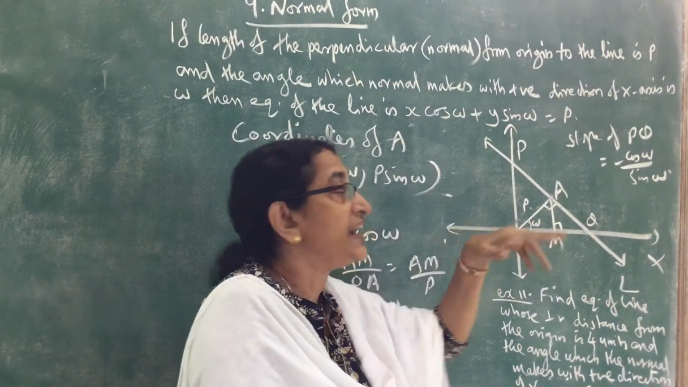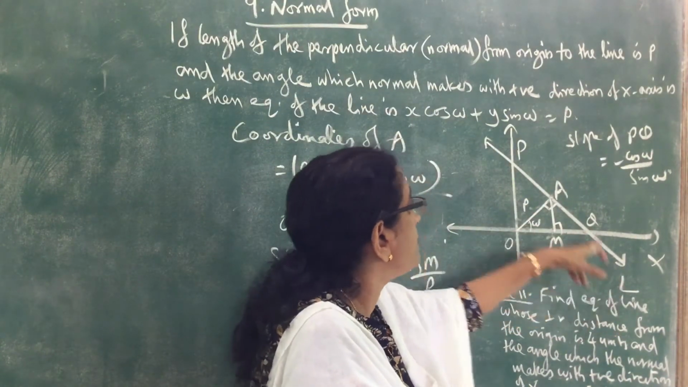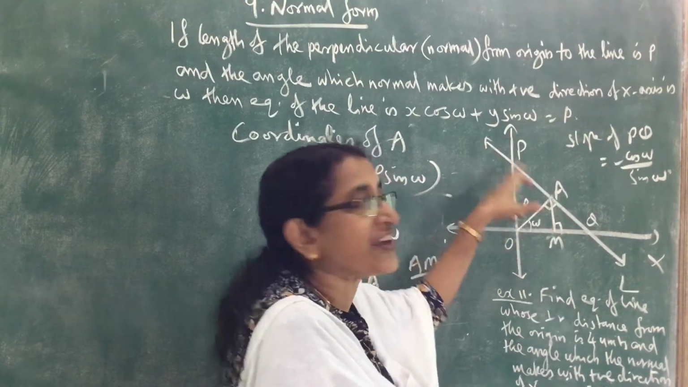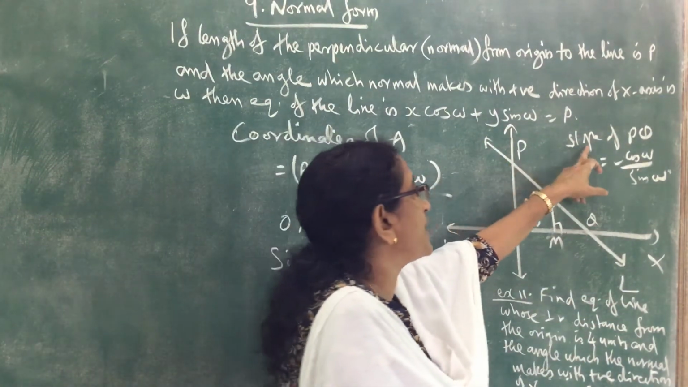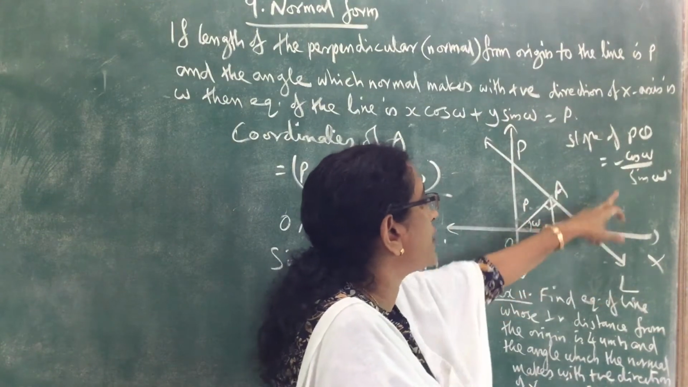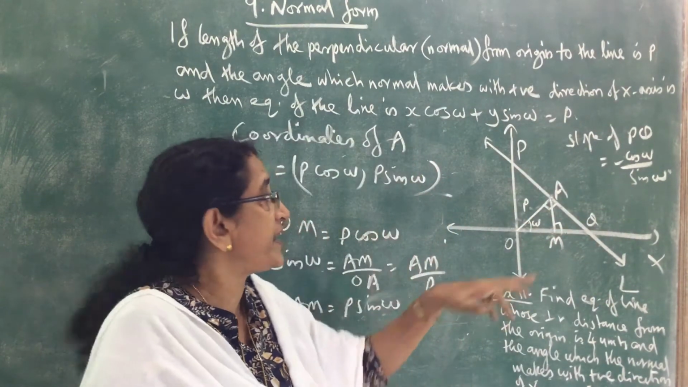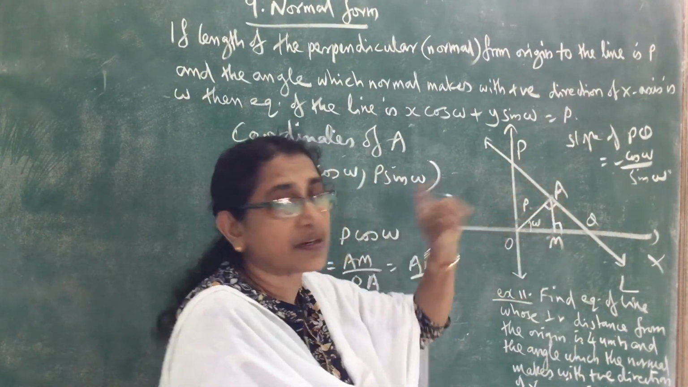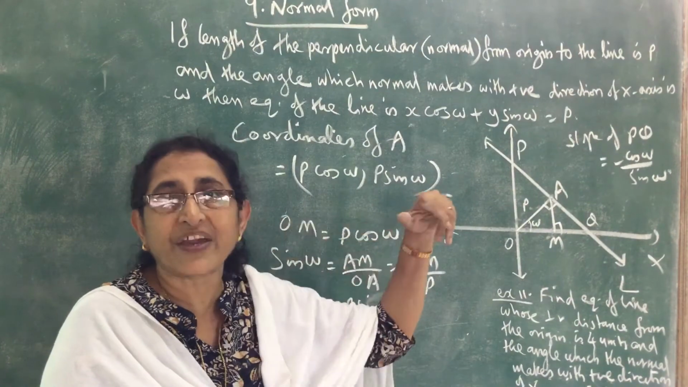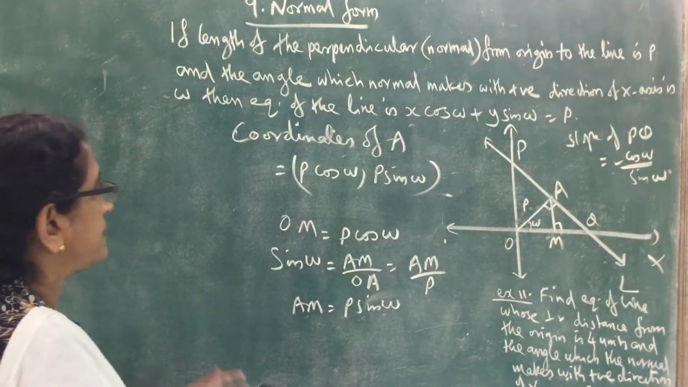We want to find the equation of line PQ or line L. Name of the line is L, that is same as line PQ. So for that we found the slope of line PQ, that we got minus cos omega by sin omega. Now we got the coordinates of the point A which lies on the line PQ. So we got one point on the line PQ.